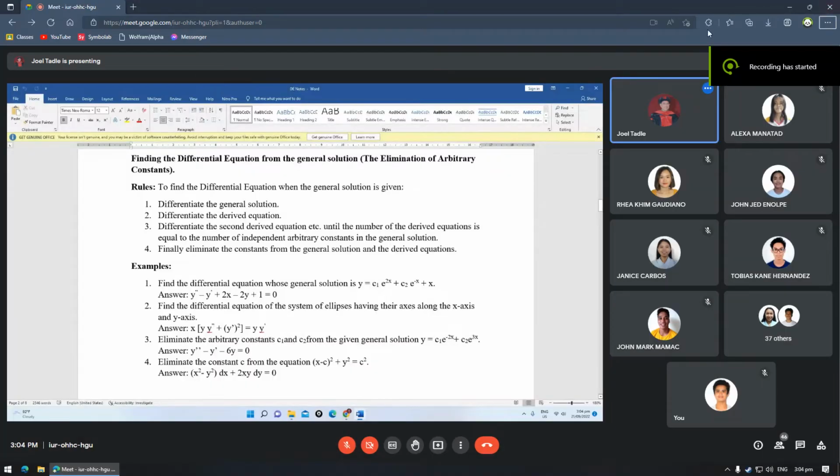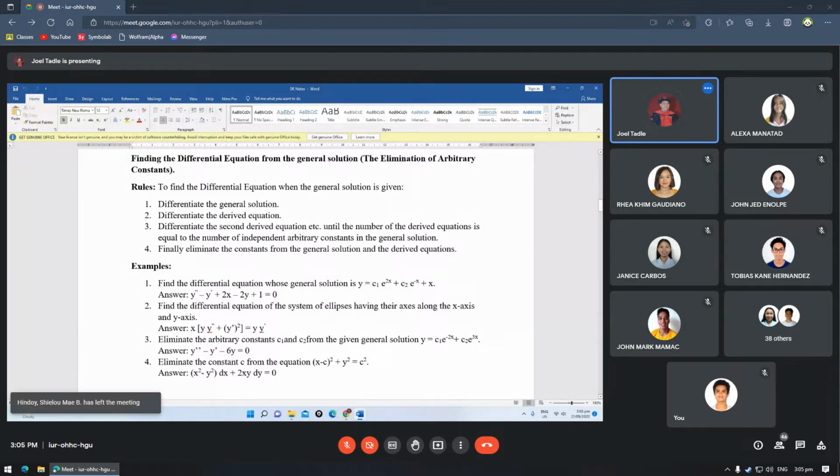solution. If we see two arbitrary constants, we need to differentiate 2 times. If three, 3 times. And so on and so forth until the number of the derived equations is equal to the number of independent arbitrary constants. Then eliminate the constants. So we have here 4 examples.